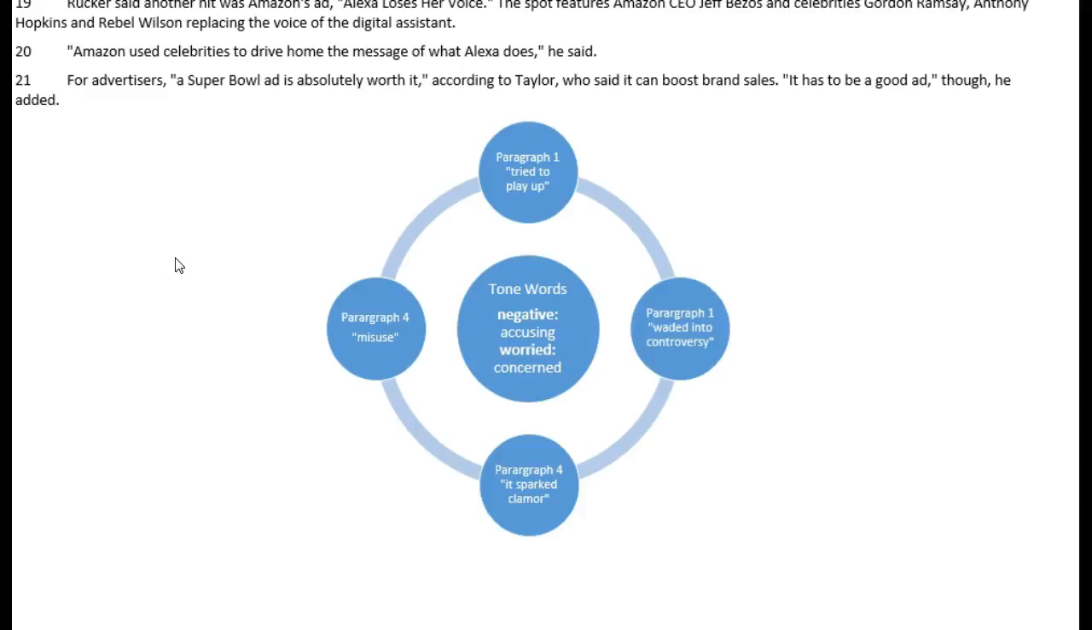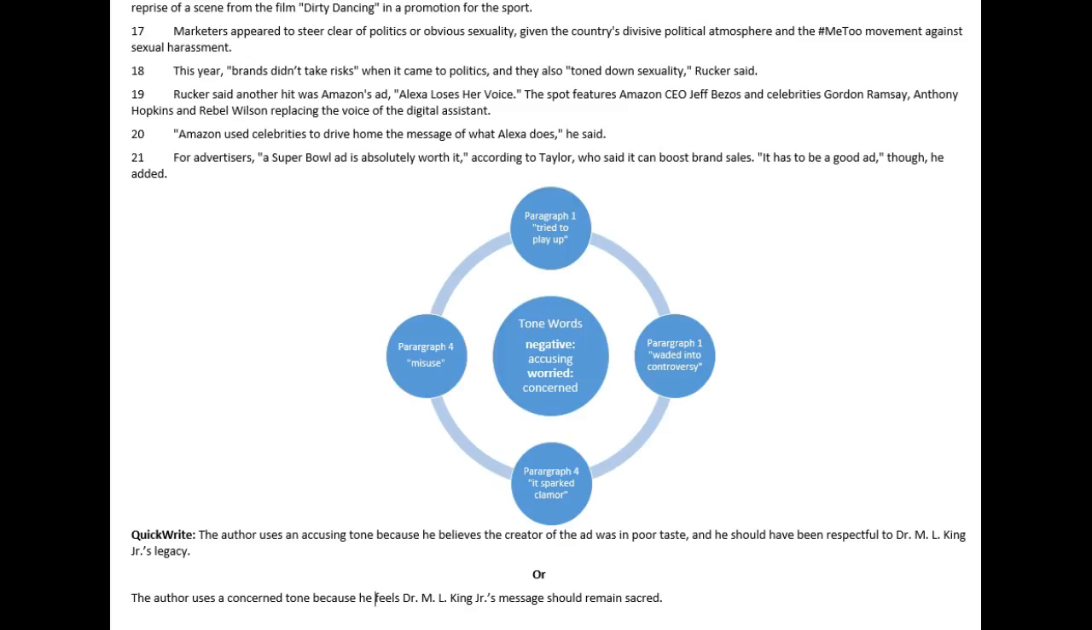Now I'm going to utilize a quick write frame so that you see a completed explanation of why the author used one of the tones from here. That way you'll know how to craft your explanation when it's time for you to do your practice. Okay, let's take a look at the quick write frames that are completed. The part that you'll be working with will be the author uses, because, and you'll fill in the remaining information.